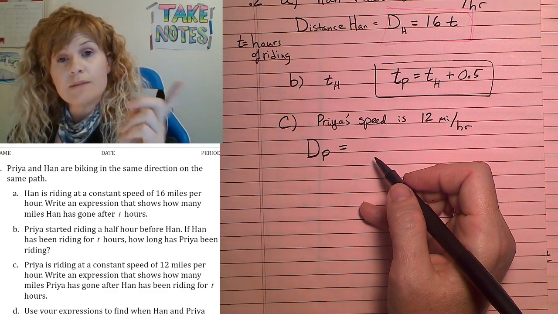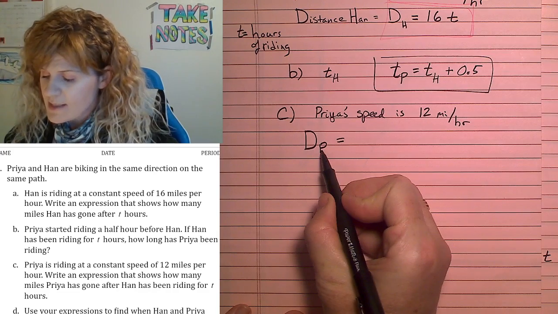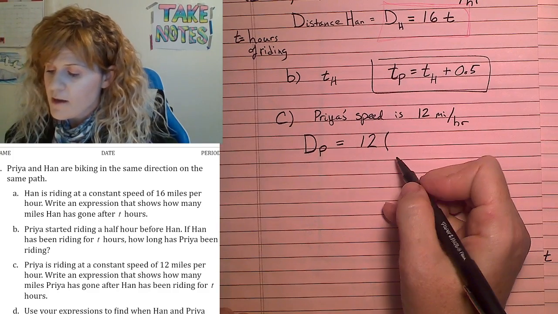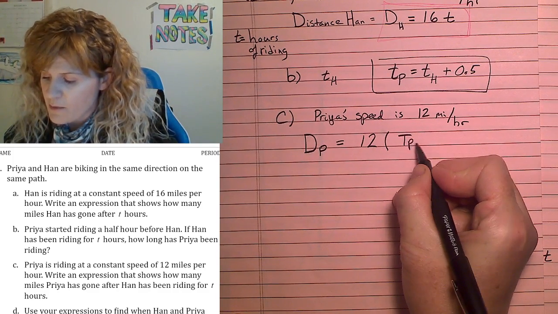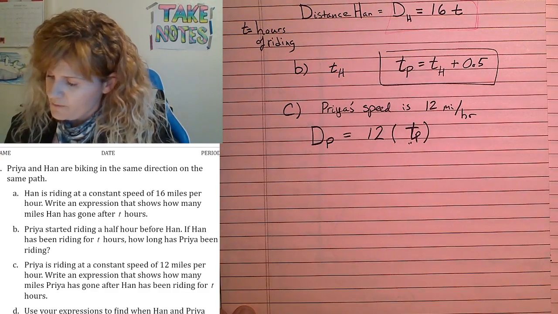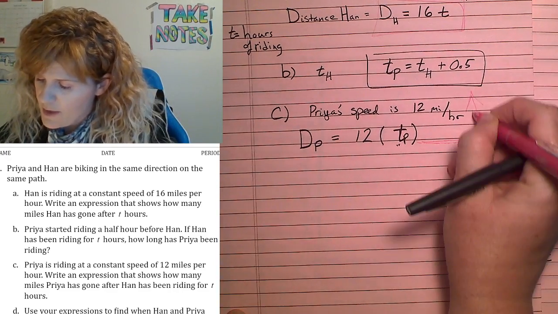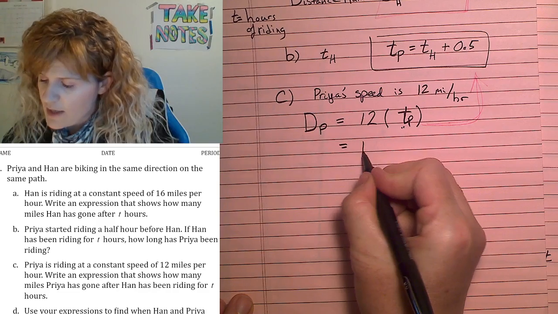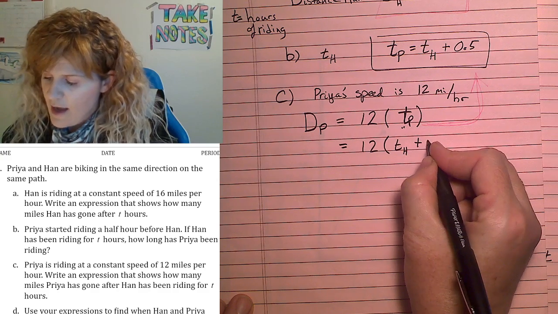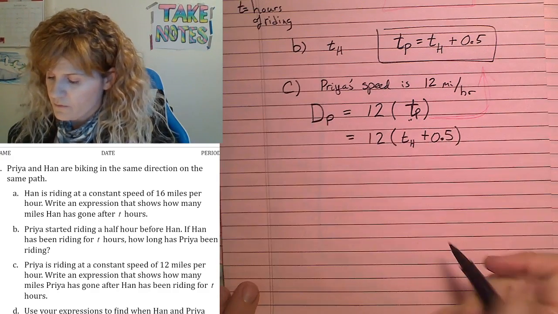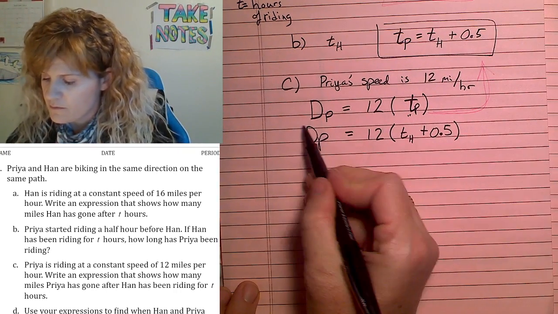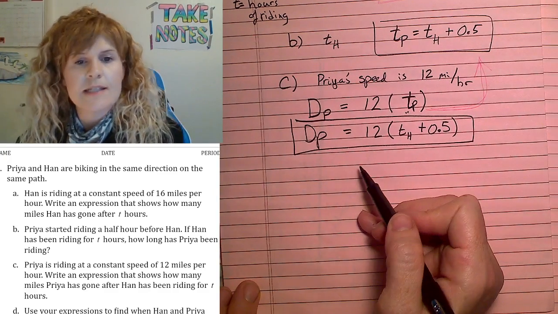We figured that out in part B. So the distance that Priya has ridden her bicycle is equal to her speed times the time that Priya has been riding. Oops, I want to use a lowercase. And this time that Priya has been riding is right up here. So let's substitute that in. And we get 12 times the time that Han has been riding plus half an hour. Okay, and here's my answer. Here's the expression for the distance that Priya has gone.